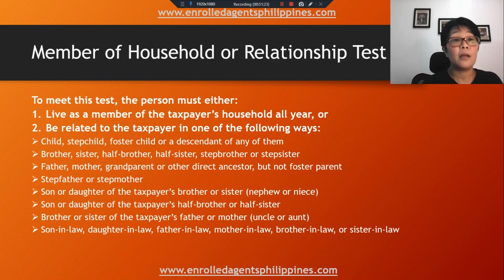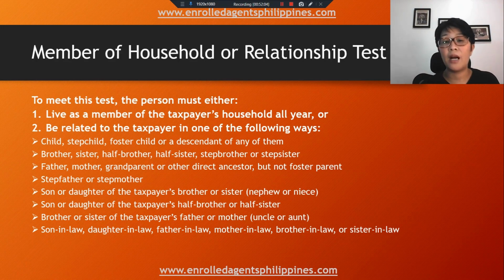Okay? So again, be related to the taxpayer in one of the following ways. Child, stepchild, foster child, or a descendant of any of them. Brother, sister, half-brother, half-sister, stepbrother, or stepsister. Father, mother, grandparent, or other direct ancestor, but not foster parent. Huwag kayong malito dito guys ha. Yung kanina foster child. Ito foster parent. So hindi pwede pagka foster parent. Okay? Stepfather or stepmother. Son or daughter of the taxpayer's brother or sister.